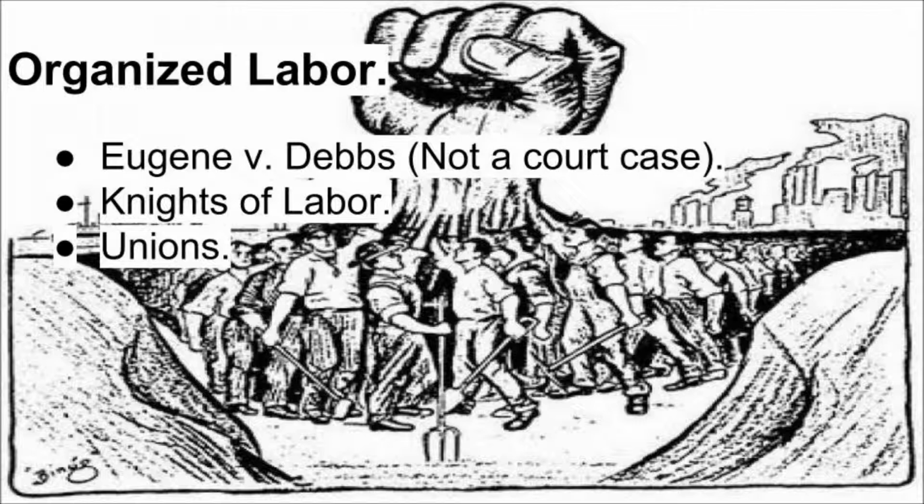Organized labor through this time is shown by the creation of unions. There were many radicals at this time, including Eugene V. Debs, which apparently is not a court case like I thought. Debs led many protests, but what some would call riots. He was in prison and basically came out as a socialist. He was inspired by Karl Marx.